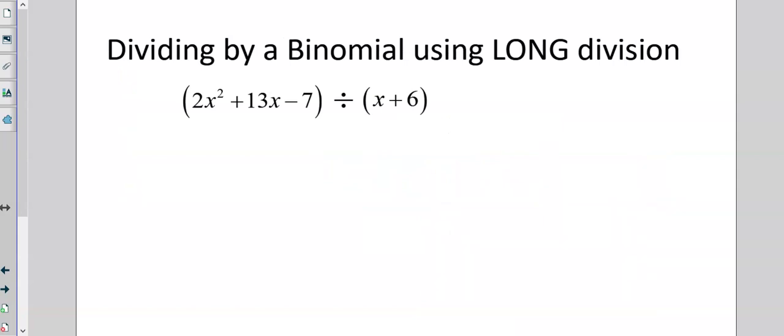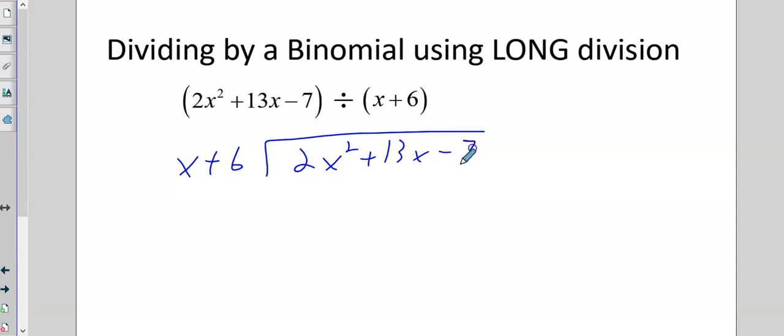Okay, now we're only showing you this. We're not going to expect you to do this, but this is how you do long division with polynomials. Okay, so we need to divide by x plus 6. You look at the x into the x squared. First off, we know this is an x to the 1, so we need to multiply by x.